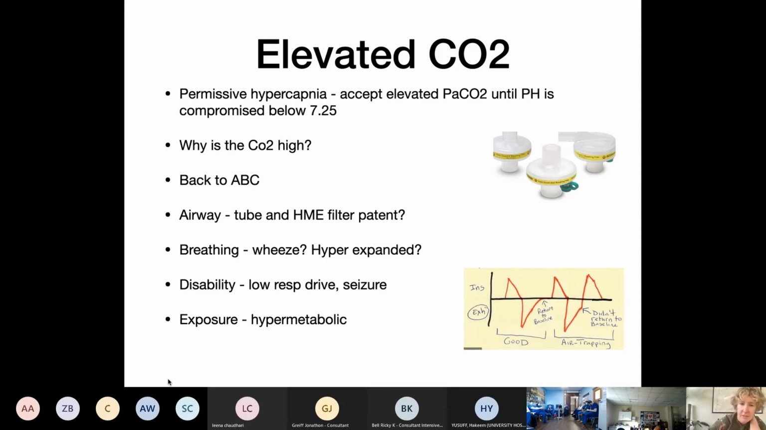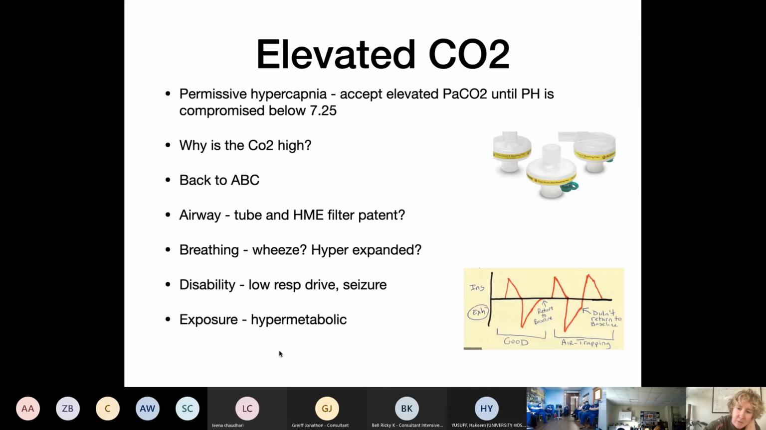Sometimes if the HME filter is partially blocked, that might affect change. Are they wheezy or hyperexpanded? And what is the flow? So in this little graph down here, this is a flow graph where it says return to baseline, that's good.